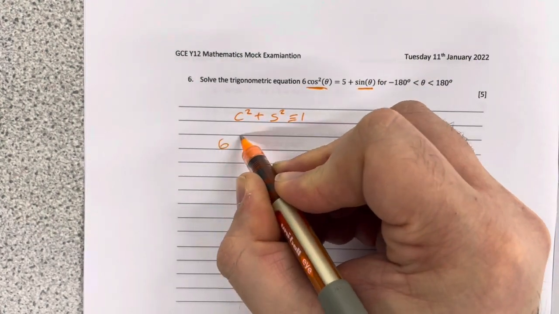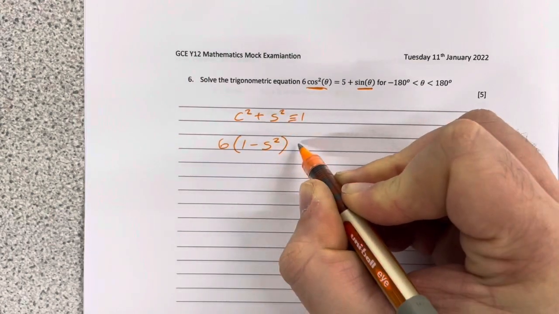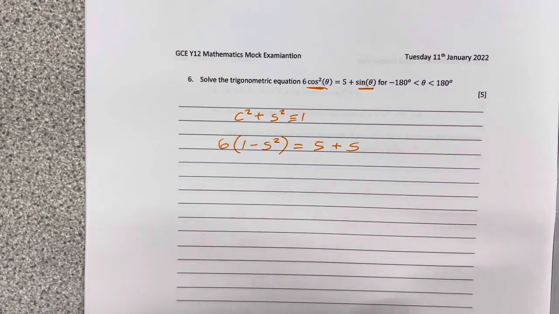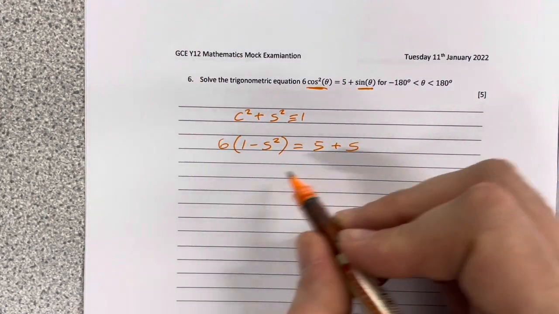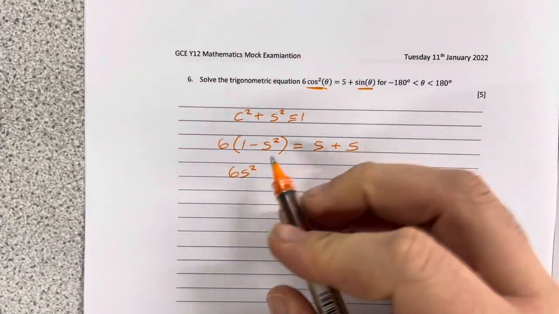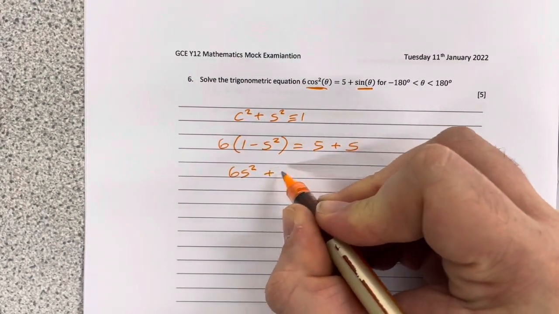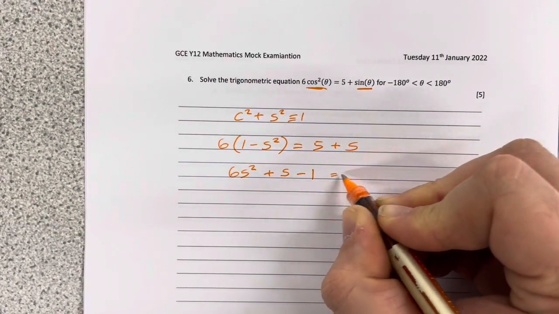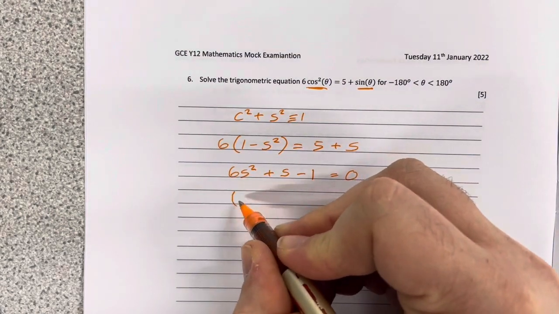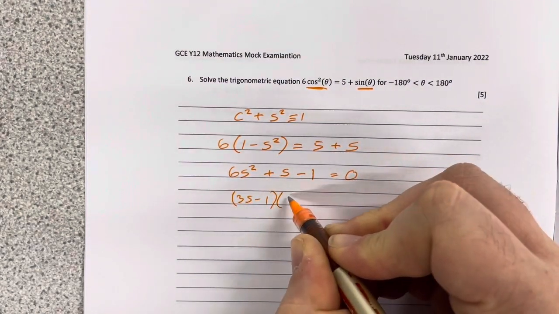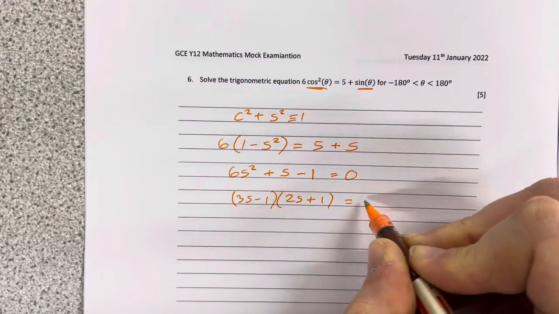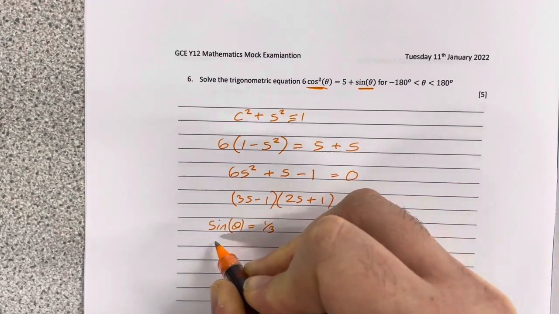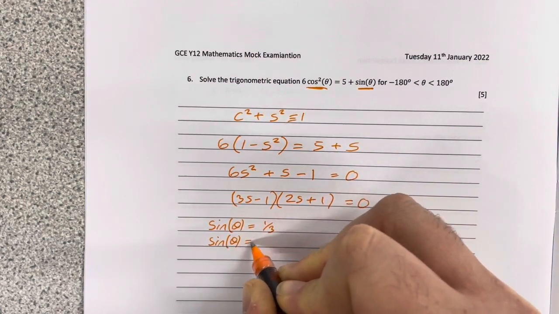And that will give me that 6 into 1 minus sine squared is equal to 5 plus sine. You can use C for cos and S for sine in your working, that's not a problem. Rearranging that, I'll get 6 sine squared, if I bring this over to the other side, plus a sine, and then I've got 5 minus 6 is minus 1, equals 0. I can factorise that, that'll be 3 sine minus 1, and 2 sine plus 1, equals 0. So either sine of theta equals a third, or sine of theta equals minus a half.